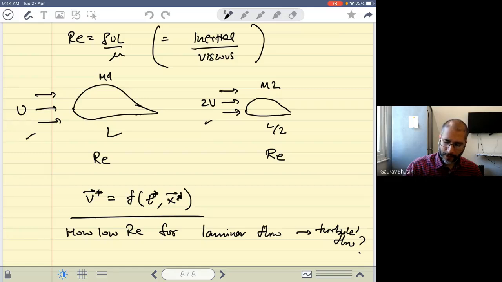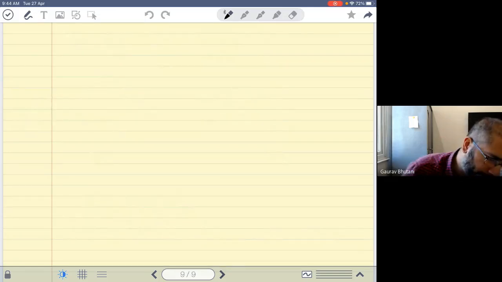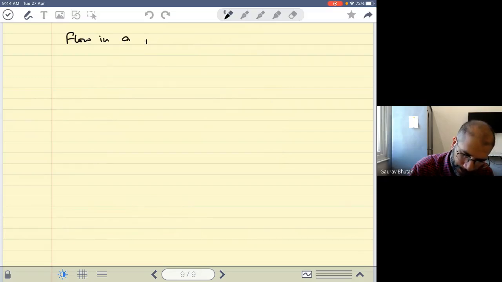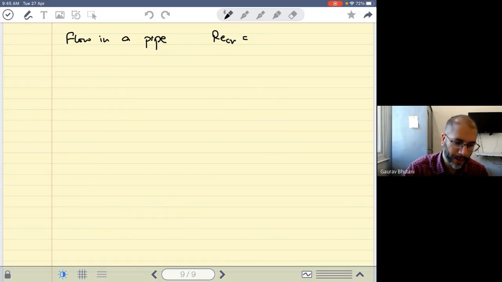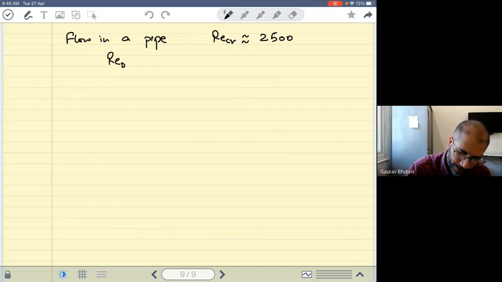Right, so that depends on the situation. For instance, for cases such as flow in a pipe, the critical Reynolds number at which the flow transitions from laminar to turbulent is around 2500. It's not exactly the same number. Depending on the conditions of the experiment, it could be slightly less or slightly more, but around 2500. In this case, you define the Reynolds number based on the diameter of the pipe.